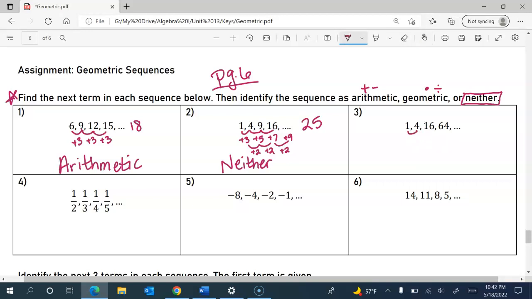What times 1 gets me 4? That's 4. 4 times 4 is 16, so we've got something there. 16 times 4 is 64. So I know it's geometric, because I'm multiplying the same thing each time. But now I need to find the next term. 64 times 4 is going to be 256.